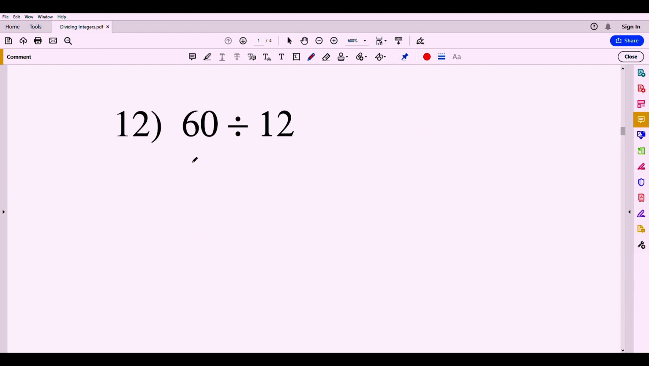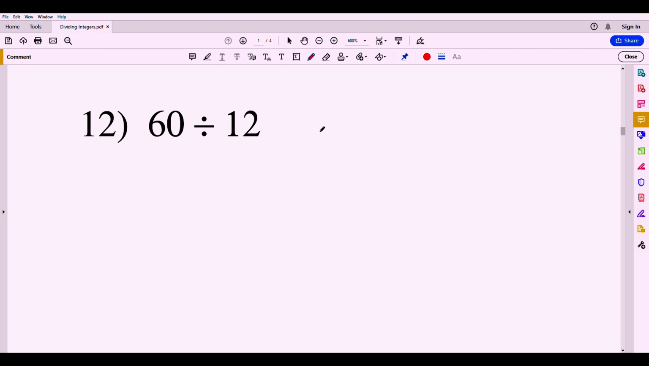And lastly, on this page, we're going to complete number 12. Number 12, we have 60 divided by 12. A positive divided by a positive, we know to be a positive. So 60 divided by 12 is a positive 5. 5 is our solution in number 12. Now let's move on to the second page.